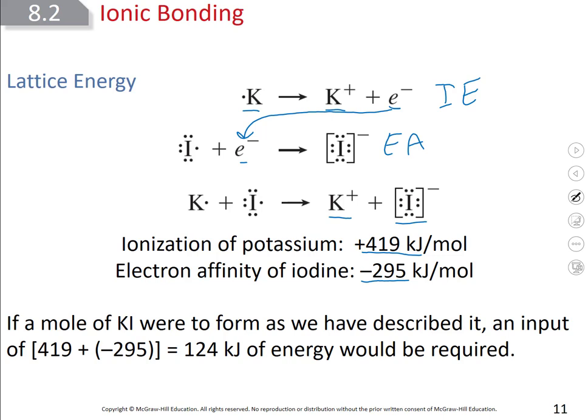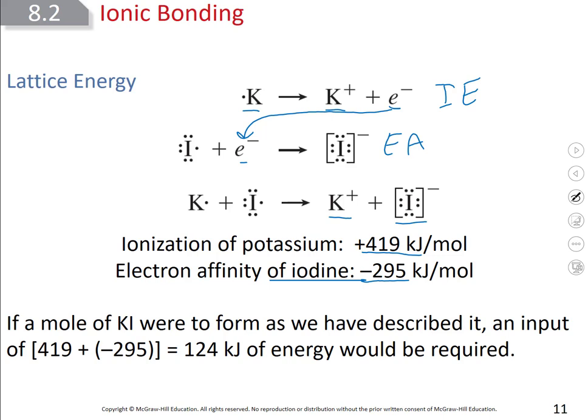So back in Chapter 5, we learned that enthalpy values, energy values, for exothermic reactions, where the energy is leaving or being released, are negative. So that's why it's negative: this is the energy that is being released when you add an electron to iodine. So you're releasing this energy.